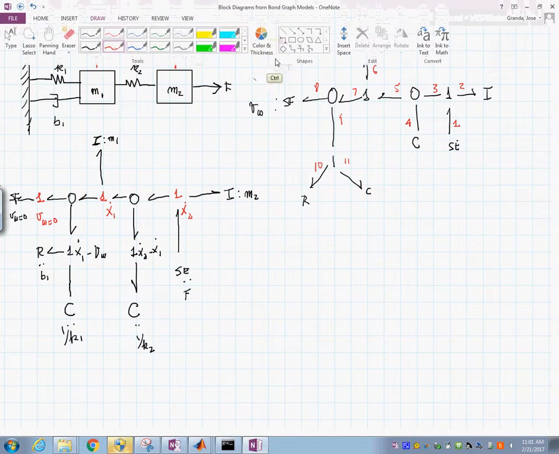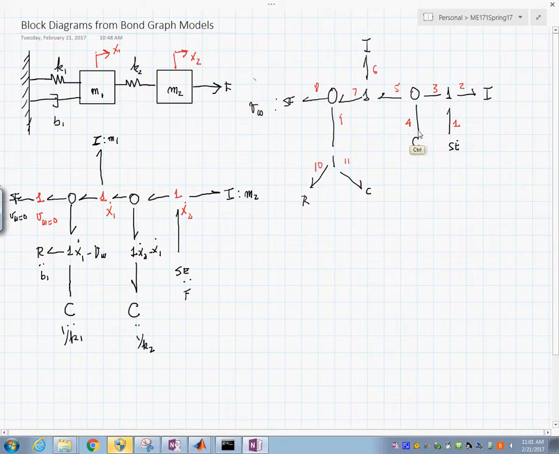Let me complete this. You need to either be given, or complete, the causal marks to be able to do the block diagram. If the question comes up of getting the block diagram from the bond graph model, this is what you'll be given: a bond graph model. So what do we do next? I think you will get a bond graph model that is complete.